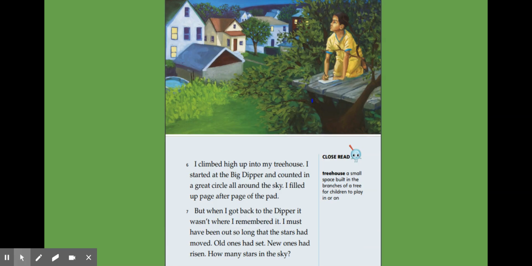I climbed up into my treehouse. I stared at the Big Dipper and counted in a great circle. I counted in a great circle all around the sky. I filled up page after page of the pad. But when I got back to the Dipper, it wasn't where I remembered it. I just had been out so long that the stars had moved. Old ones had set, new ones had risen. How many stars in the sky?